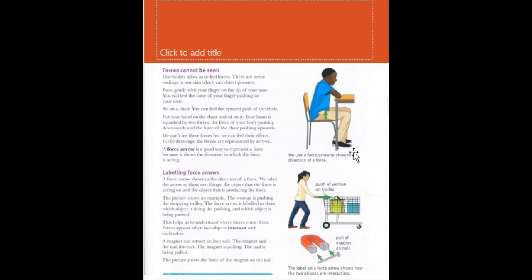In the drawing, the force is represented by an arrow. A force arrow is a good way to represent a force because it shows the direction in which the force is acting. Look at this one, students. When somebody sits down in the chair, there is a force going upward, represented by the green arrow, this one.